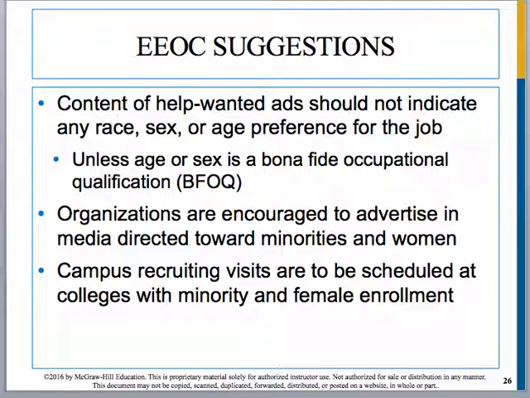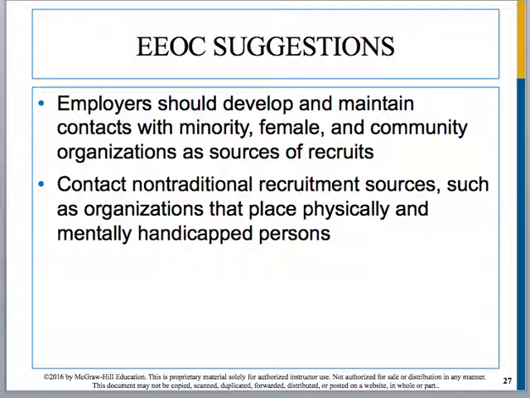Now, you are, as an organization, encouraged to advertise in media that is directly marketing to minorities and women. That is how you are able to have greater outreach and be able to recruit more candidates in both of those categories. And you should also schedule recruiting visits to colleges with both minority and female enrollment. You should develop and maintain contacts with individuals and organizations that have a good representation of minority and female candidates. And make sure that you contact non-traditional recruitment sources, such as organizations that place physically and mentally handicapped persons, so that you have access to those candidates as well.